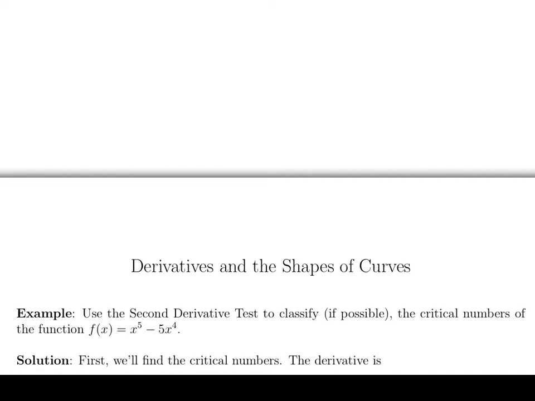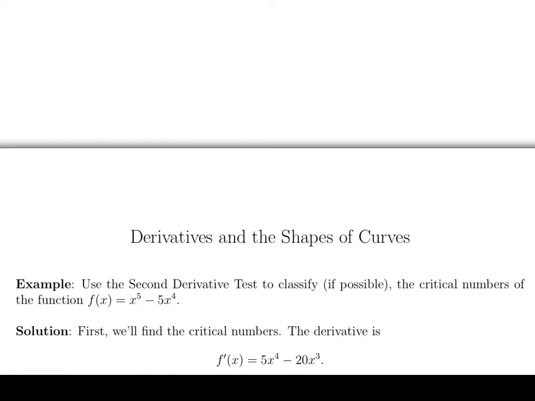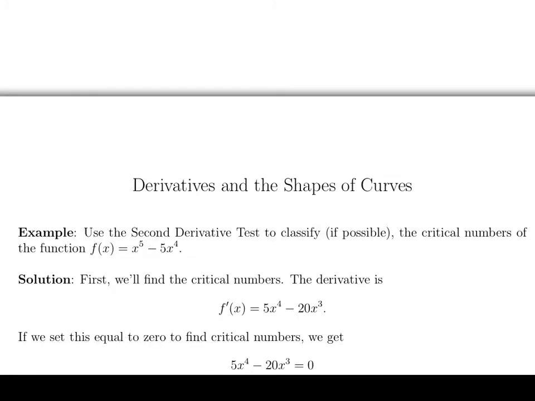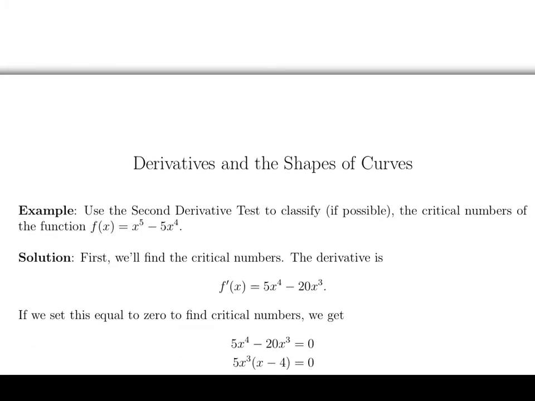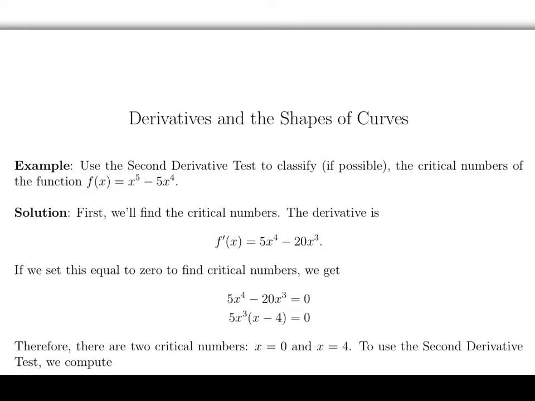All right, if we're going to classify the critical numbers, we have to know what the critical numbers are. So let's take a derivative and set it equal to 0. The derivative is 5x to the fourth minus 20x cubed. That's easy enough. We're looking for critical numbers, so we set this equal to 0. We can factor out the 5x cubed, so we end up with 5x cubed times x minus 4. That means there have to be two critical numbers, x equals 0 and x equals 4.